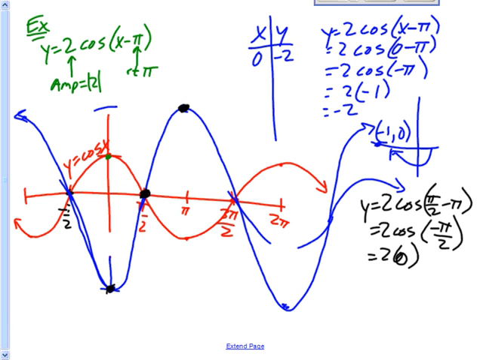Anyways, you can keep going on this. You get all these points by point plotting as well. So you draw it, connect those. We already drew it, didn't we, considering our amplitude. So that's what 2 cosine of x minus pi is going to look like there.